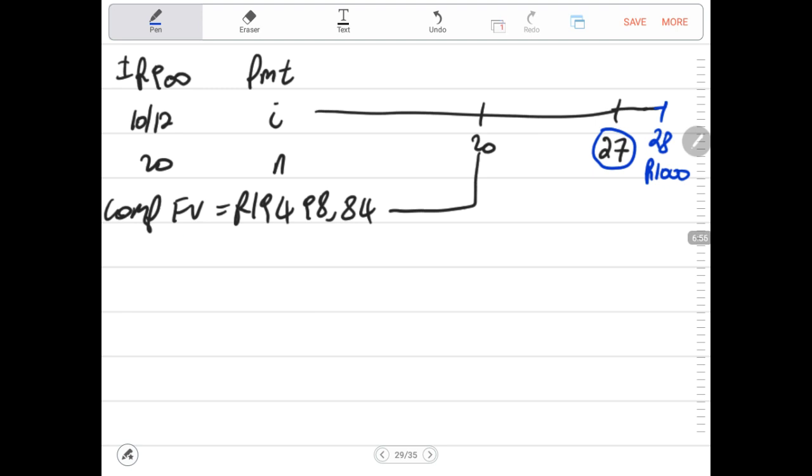So now this future value becomes a present value and will earn interest in months 21, 22, 23, 24, 25, 26, 27.